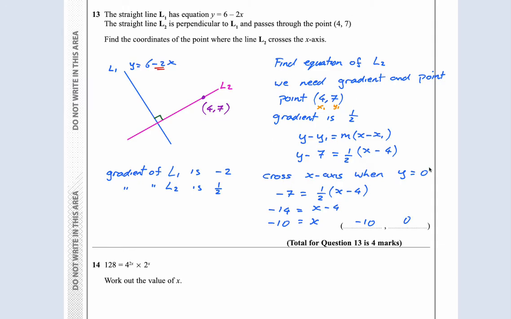I wrote out a lot here just because I wanted to explain it clearly, but so long as you find the gradient of this line, which means you can flip it and change the sign and you have the gradient of this line. You then find the equation of this line, however you want to do it. If you want to do y equals mx plus c, it's fine. Once you have the equation of this line, you substitute y equals 0 and you get your point. But definitely that's the hardest question in this paper so far.